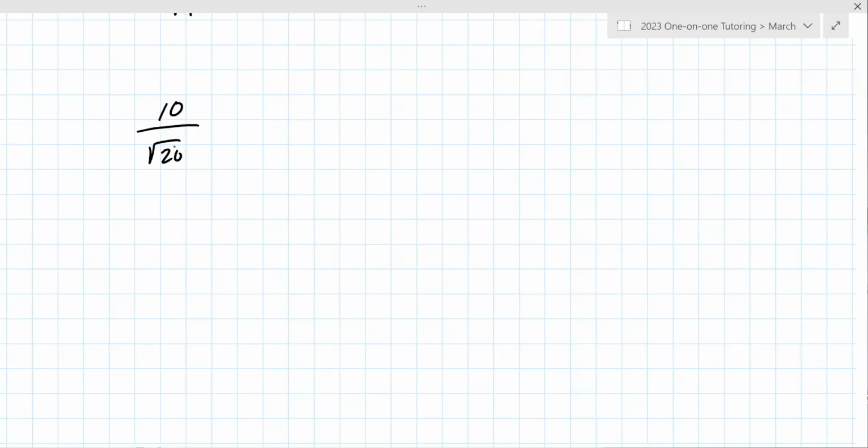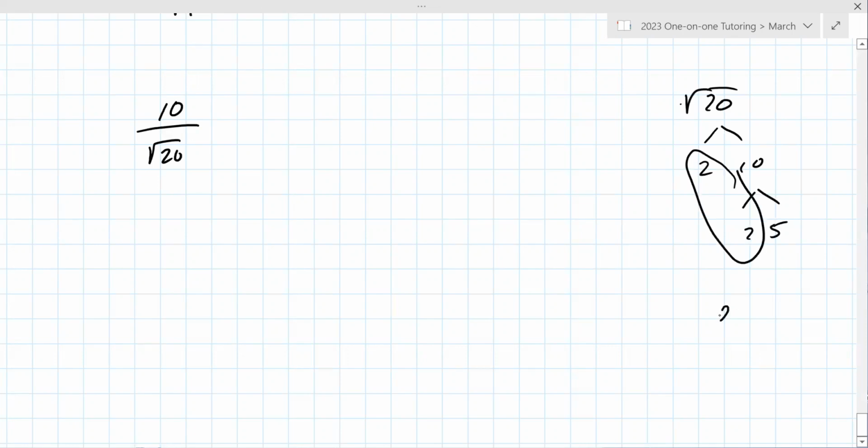I'm a little confused on this one. Okay. So what's the square root of 20? What does that become? Let's do that first. So it's 2 and 10, and then 2 and 5. Good. So it becomes 2 square root 5. So this becomes 10 divided by 2 square root 5, like that.